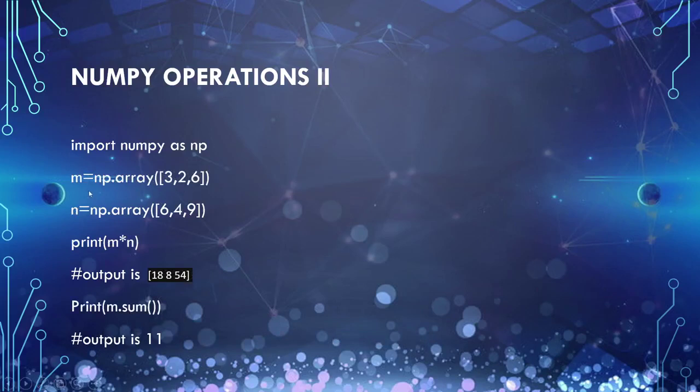Another important piece of information: if you have two NumPy arrays like this, and you write print m into n, then the output will be the product of each term. If these are two vectors, it is not exactly the dot product, since they are not added here, but element-wise multiplication has happened. You can also use things like print m dot sum. There is also the option of using m dot mean, which will give you the mean. Here m dot sum will give you the sum of all elements, that is 11. You can easily see that.